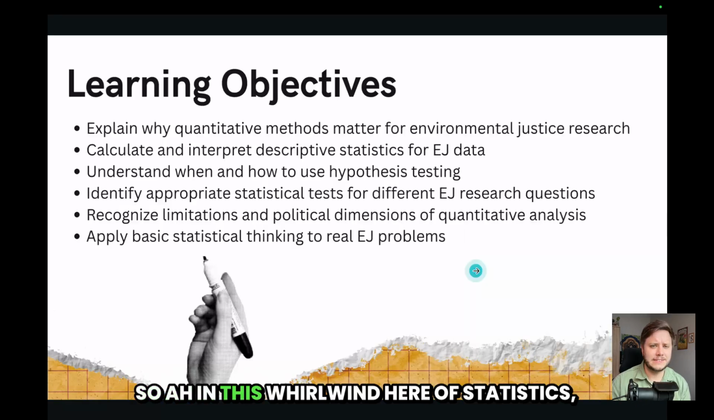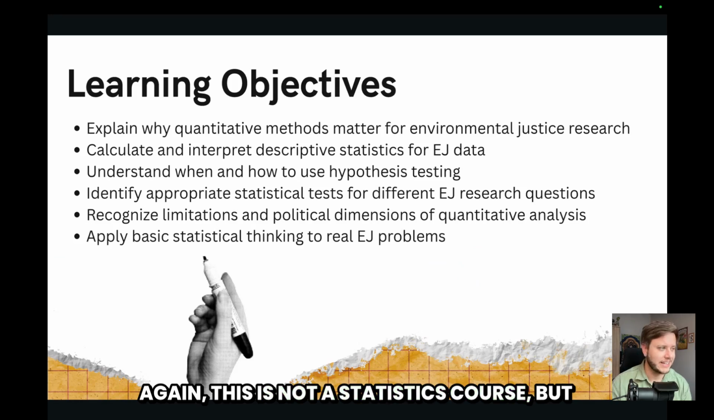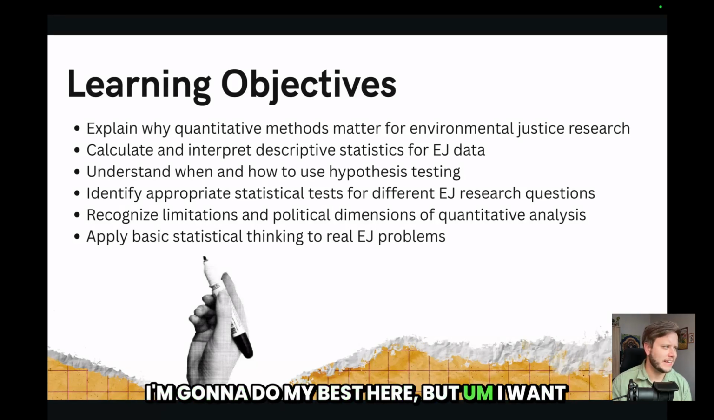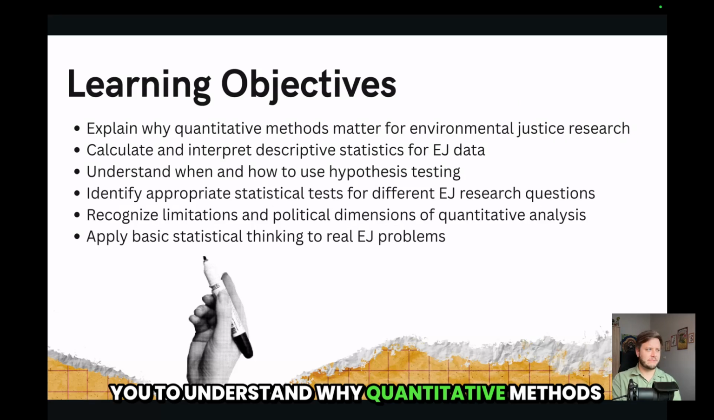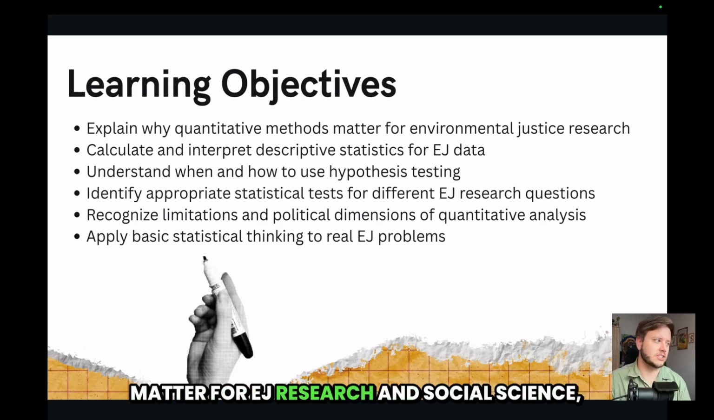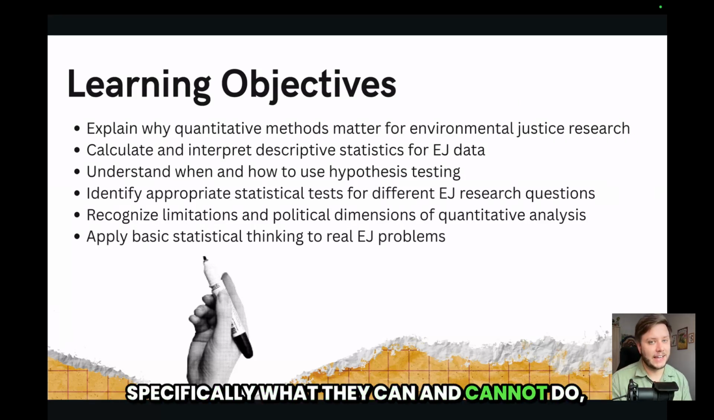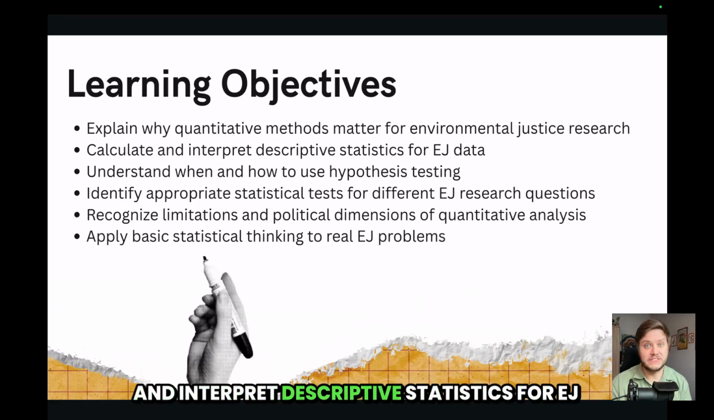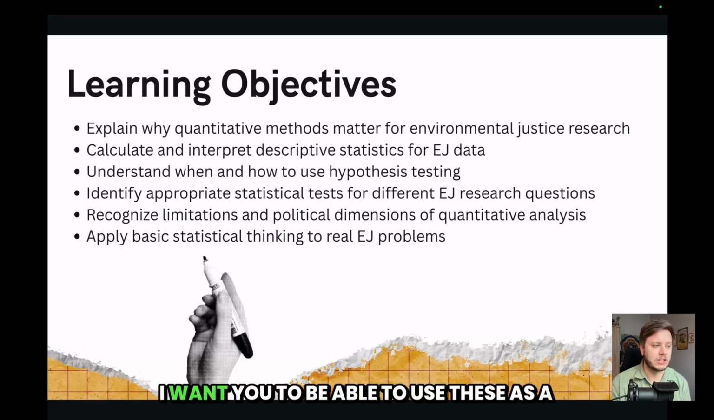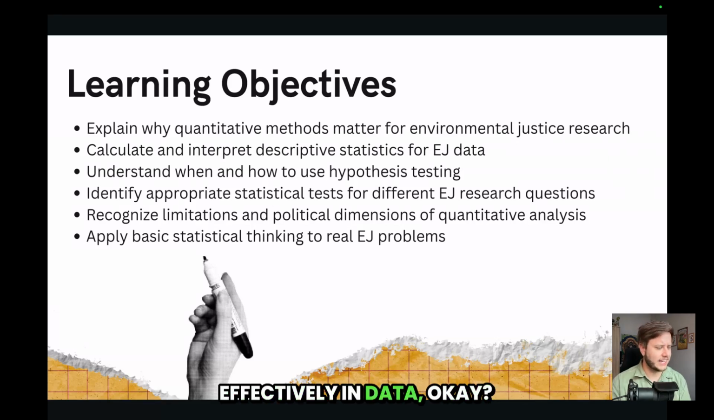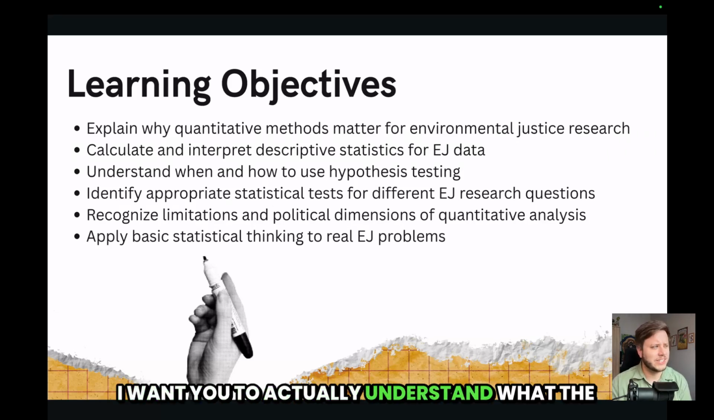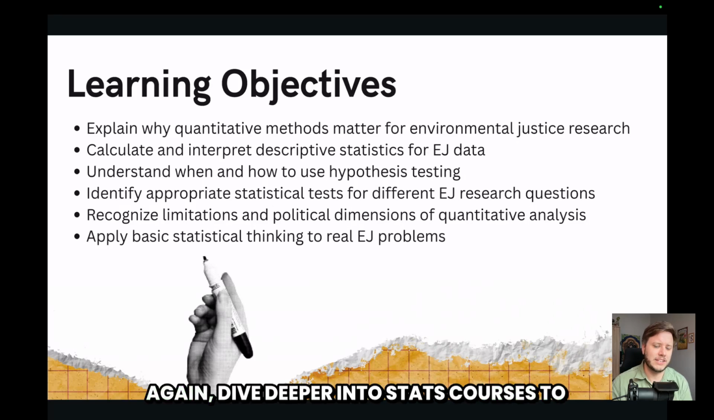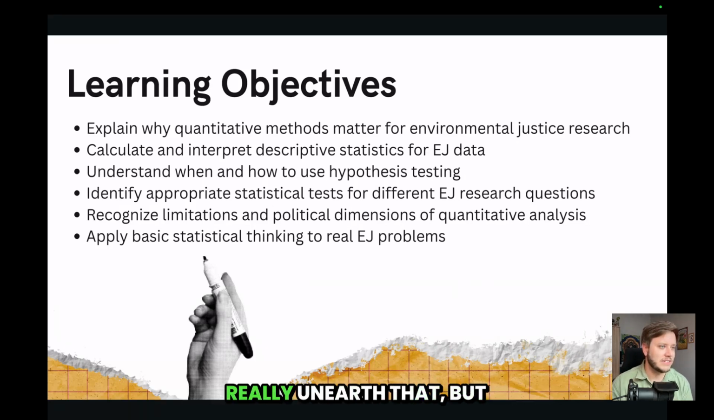So, in this whirlwind of statistics, again, this is not a statistics course, but I'm gonna do my best here. I want you to understand why quantitative methods matter for EJ research and social science, specifically what they can and cannot do. Second, I want you to be able to calculate and interpret descriptive statistics for EJ data. I want you to be able to use these as a baseline and to be able to communicate effectively in data. Okay. I want you to actually understand what the numbers mean to the best of my ability. Again, dive deeper into stats courses to really unearth that.